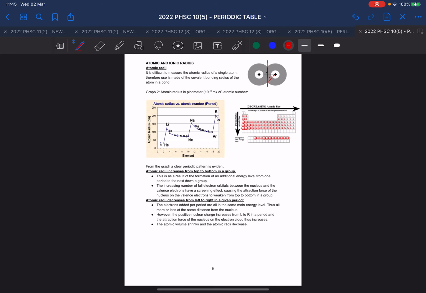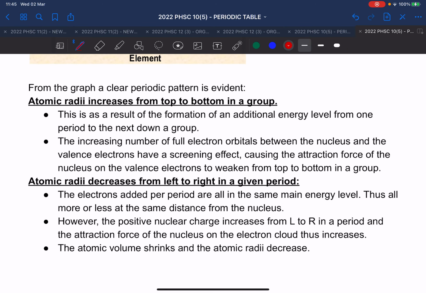So here at the bottom, I explained it thoroughly. I say when you go in a group, from top to bottom, then it increases. The radii, so that's the plural of radius. Radius becomes radii. It increases from top to bottom in a group. Why? Because we add an energy level the whole time. We add a shell. We add an orbital. So where it says energy level, you can say orbital or you can say shell. You add an energy level, orbital, or a shell.